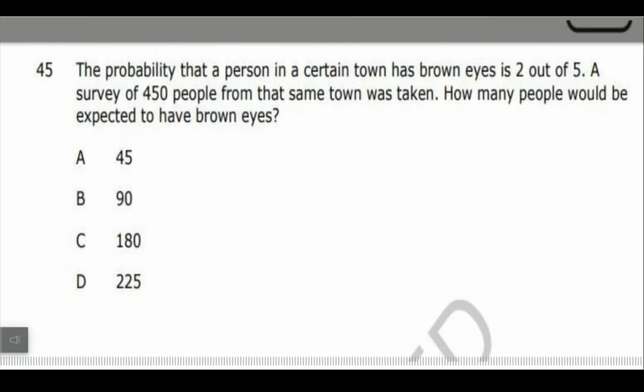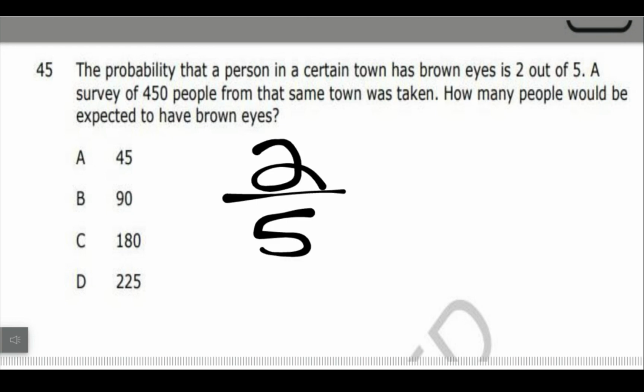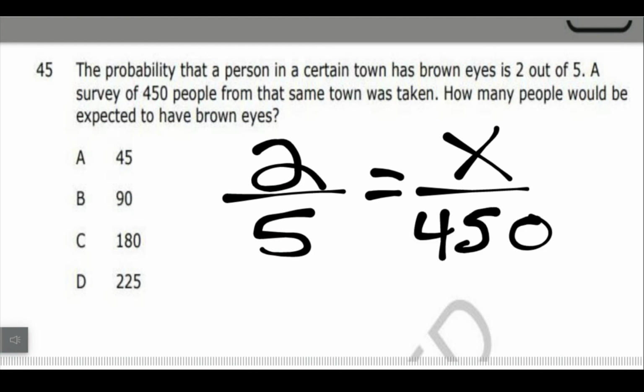All right, and then for the last one, this is a probability question. It says the probability that a person in a certain town has brown eyes is 2 out of 5. A survey of 250 people from the same town was taken. How many people would be expected to have brown eyes? So if I set up a proportion for this, it says if I have 2 out of 5, okay, we want to know how many people would have brown eyes out of 450.